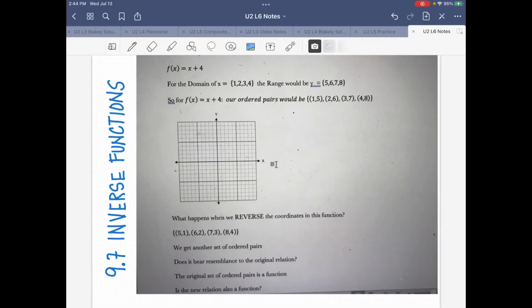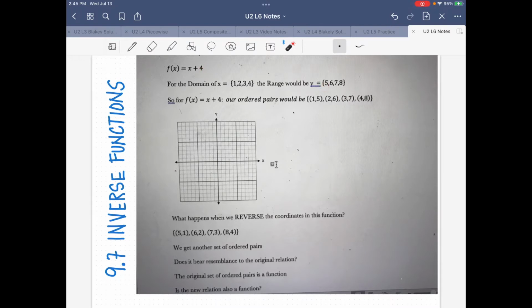Okay, today we are going to be talking about inverse functions. If you'll recall from previous lessons, a function can be represented by a set of ordered pairs. So for example, if I have the function f of x is equal to x plus 4, and I'm looking at the domain where x equals 1, 2, 3, and 4, if I take my x value of 1 and substitute it in for x, I get 1 plus 4. So my corresponding range value or y value would be 5.